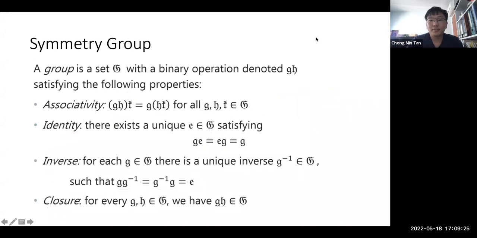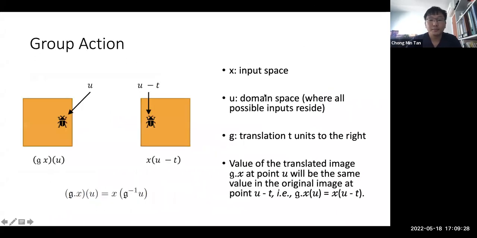Okay, now let's give an example of how this can be applied. The group action is illustrated here. Assuming you have X over here as your input space, X is basically this amount of pixels. X is applied to a particular domain U, and U represents where you look for your picture. For example, if initially U was here, U minus T means I look at this. It just tells you where to look for your original input.